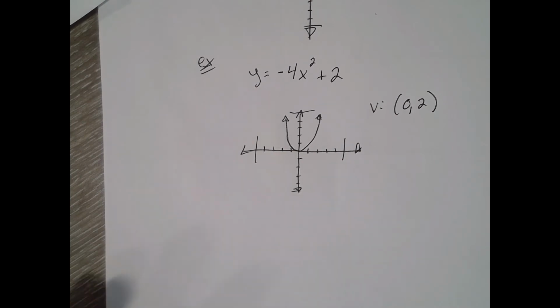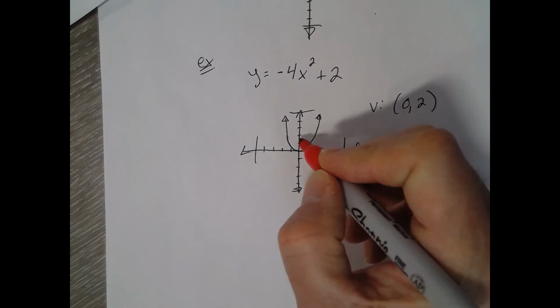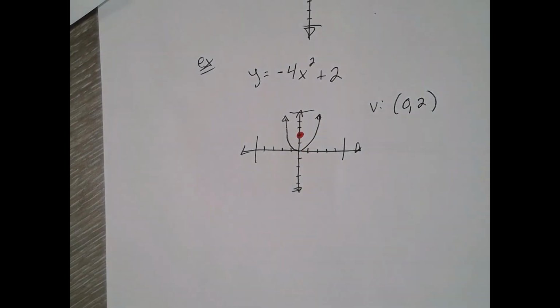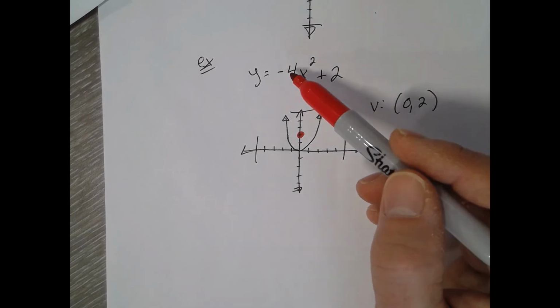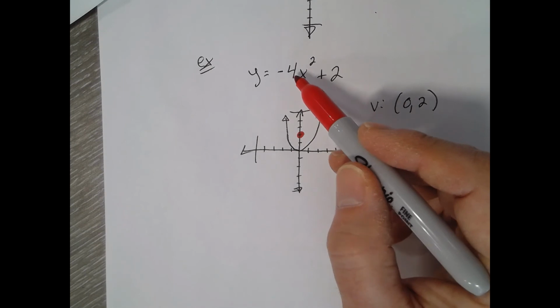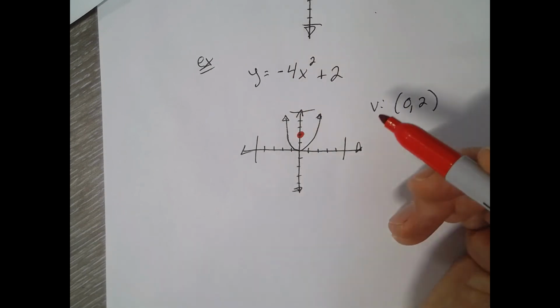And I'm going to put a dot at 0, 2. Is this opening up or down? Down. And how do we know that, Haley? Because it's negative. Is that what you said? Yeah, because there's a negative out in front. So it's a negative. And is it skinny, wide, or regular?